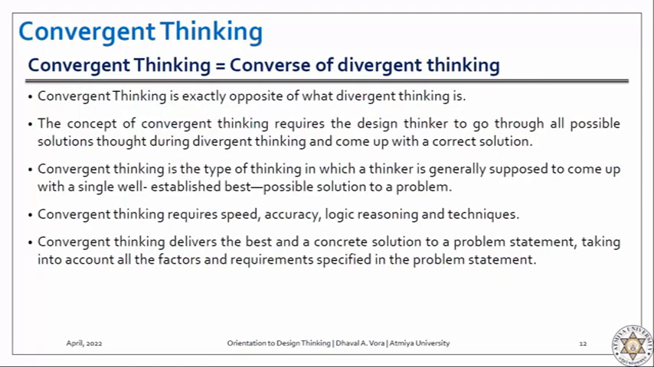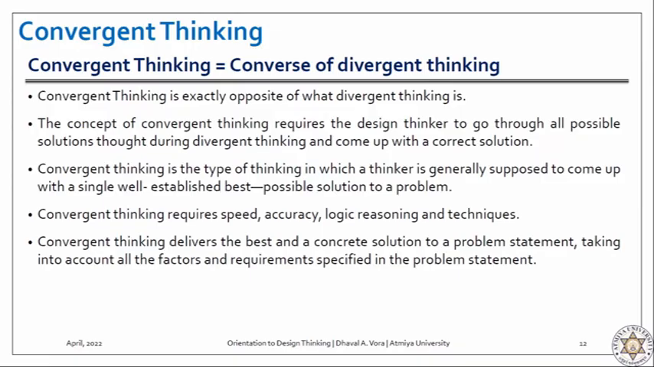Next one is convergent thinking. What does it mean? It is the converse of divergent thinking. Convergence means, you can say, you need to go inside from outside. So rather than going for multiple solutions, you need to work upon a single solution. So convergent thinking is exactly opposite of what divergent thinking is.